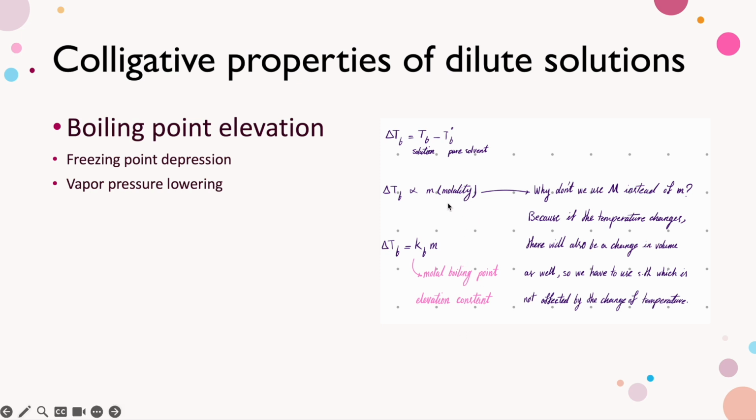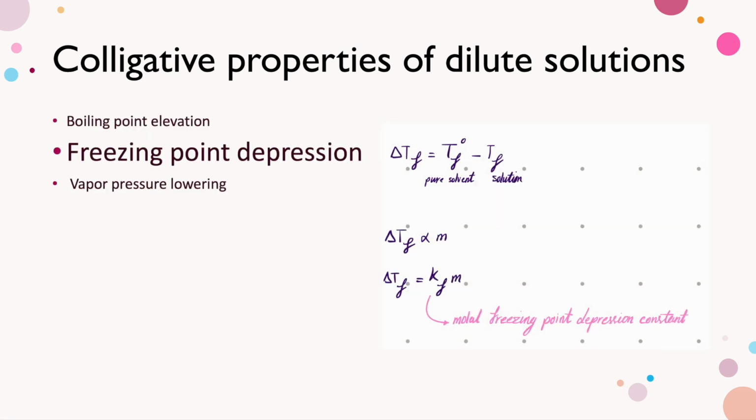So why don't we use molarity instead of molality? Because if the temperature changes, there will also be a change in volume as well. So we have to use something which is not affected by change of temperature. The next property is freezing point depression. So it means that addition of a non-volatile solute to a solvent makes the freezing point of the solution lower than that of the solvent alone.